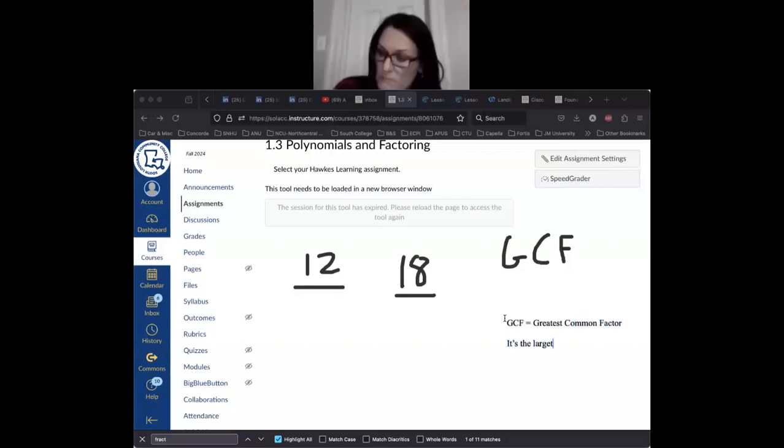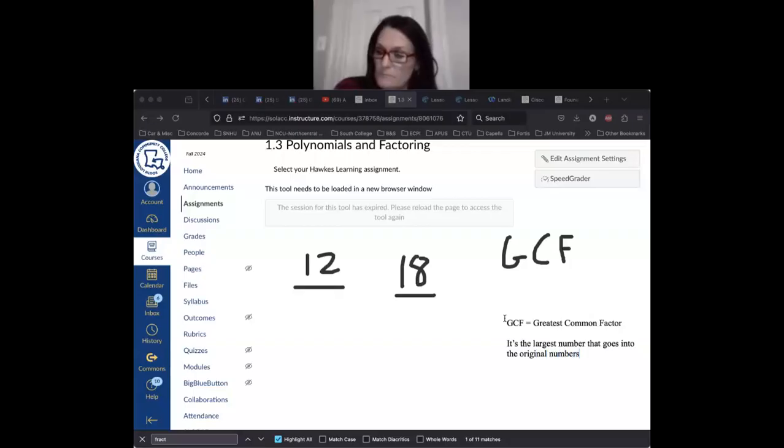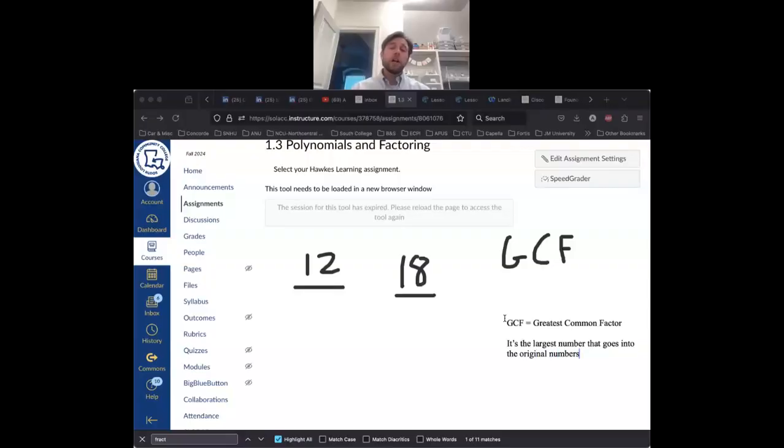It's the largest number that goes into the original numbers. There are a couple different ways of doing it. I'm going to show you one way, and then another way. One way, when the numbers are small, like 12 and 18, is probably the easier way: I just list out the factors.